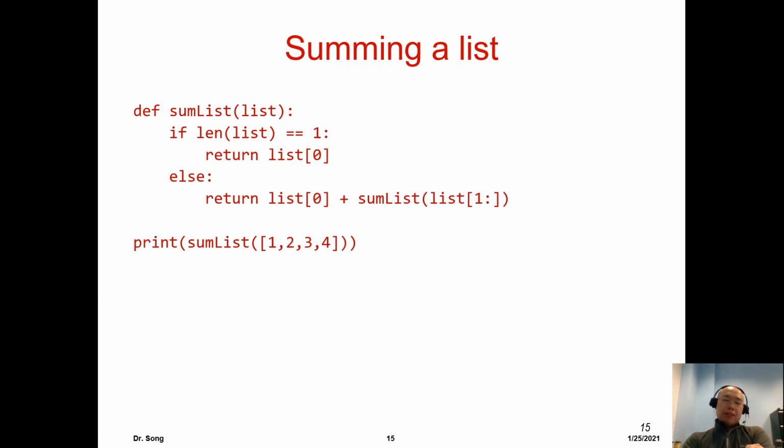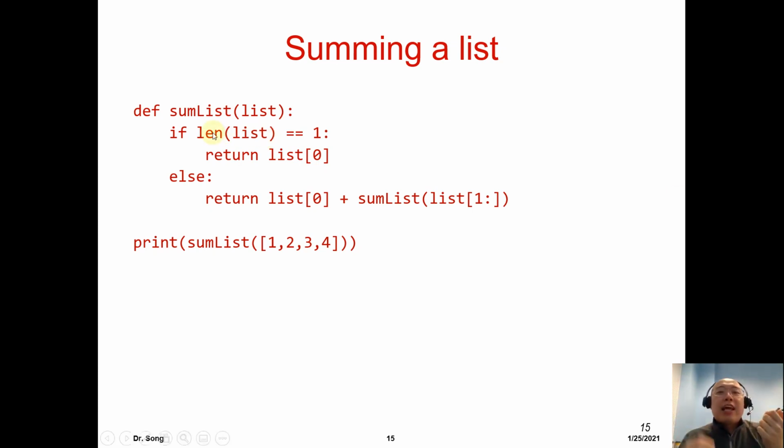Okay, let's see another example. Let's say we have a list and we want to sum all the values together. Let's think about that. What is the smallest possible case that we definitely know how to solve? If we have a really, really small list, it doesn't require us to break it into even smaller parts. What can it be? How about we use this one as an example?